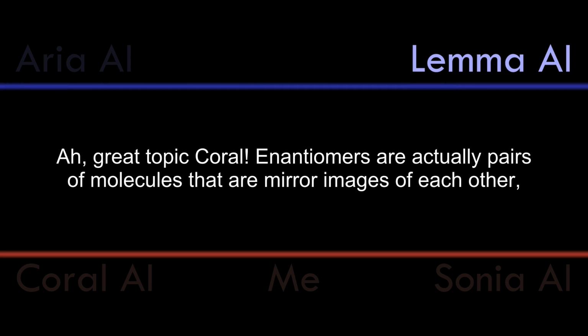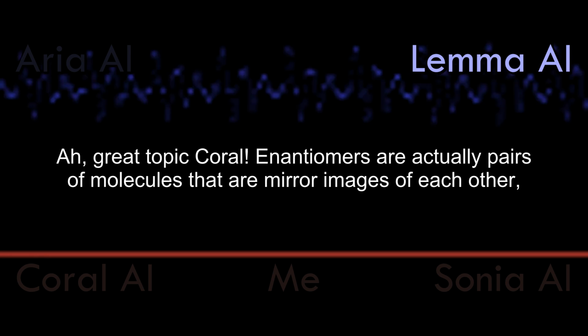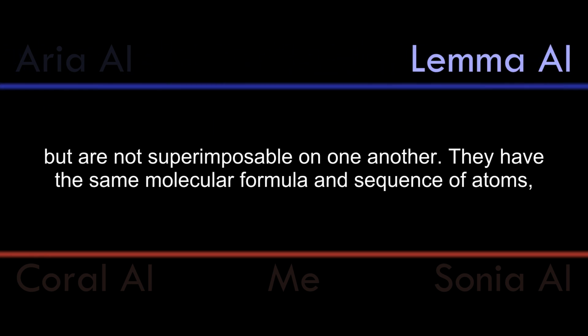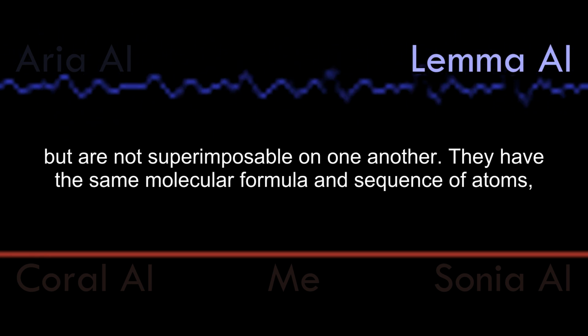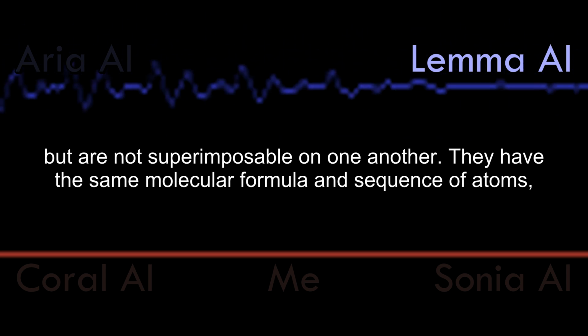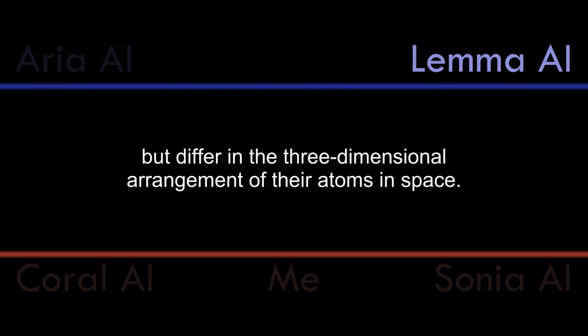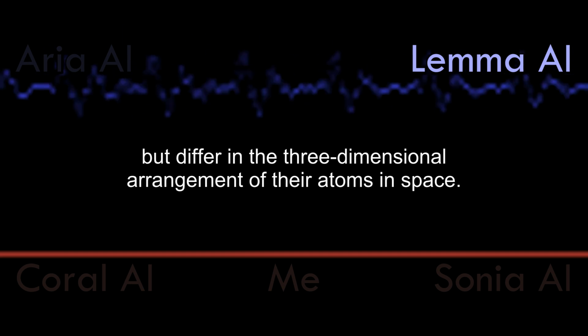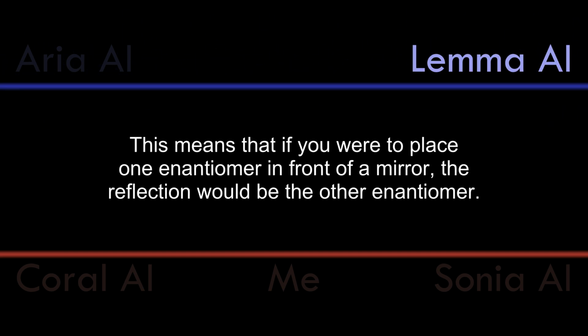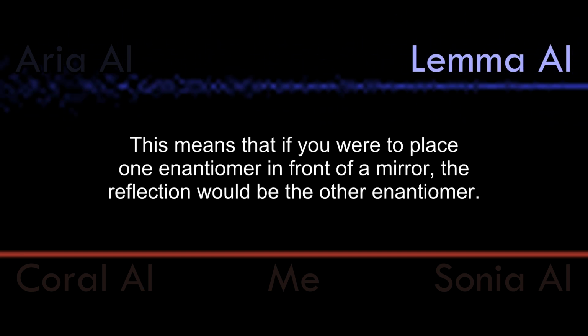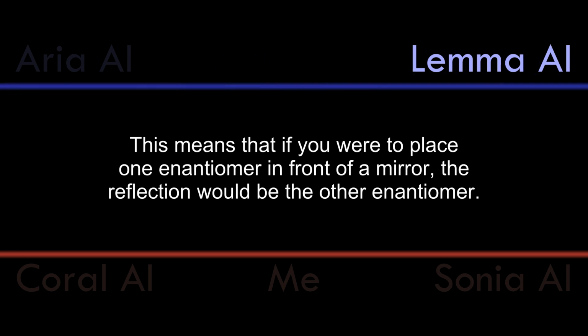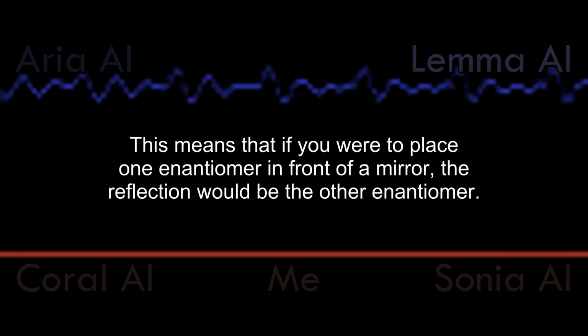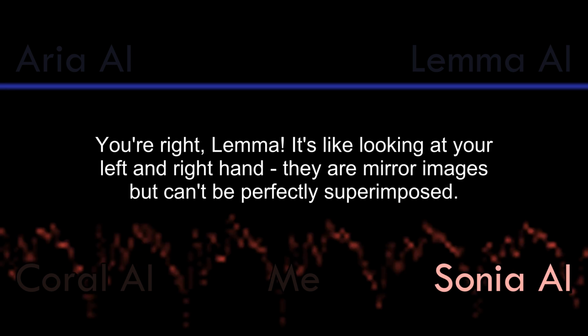Great topic, Coral. Enantiomers are actually pairs of molecules that are mirror images of each other, but are not superimposable on one another. They have the same molecular formula and sequence of atoms, but differ in the three-dimensional arrangement of their atoms in space. This means that if you were to place one enantiomer in front of a mirror, the reflection would be the other enantiomer.